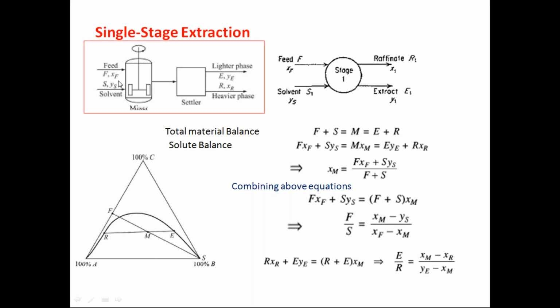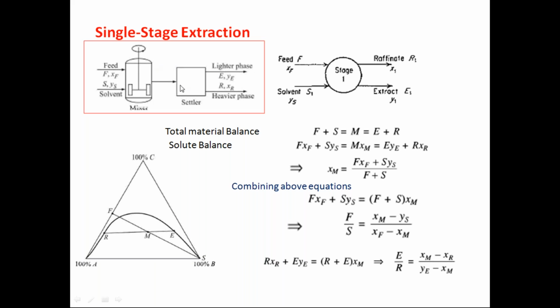So the solute may be 0 in the solvent or in very little quantity, because during recovery traces of the solute will remain in the solvent. So YS will be a very low value, and XF will be a very high value. Both will come here and mix together, and then enter the settler. Then the lighter phase will have this much concentration of C, and the heavier phase will have this much concentration of C. So YE and XR will be in equilibrium, because only after reaching equilibrium will they be separated.